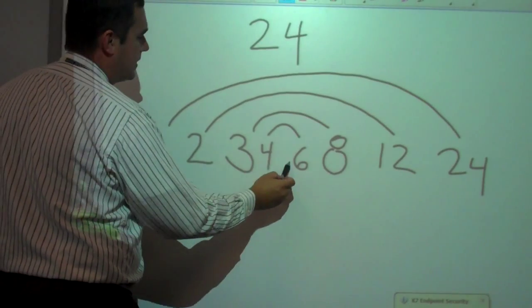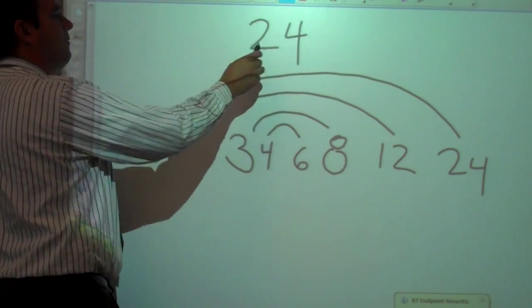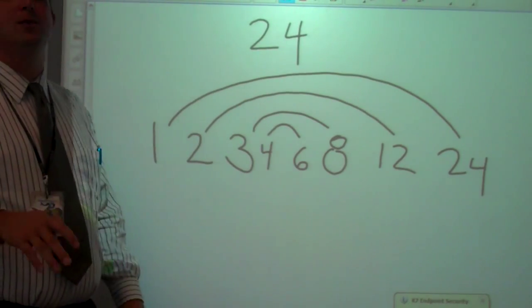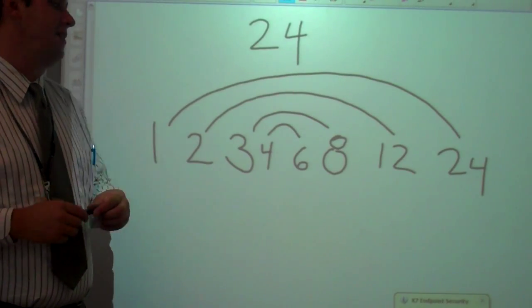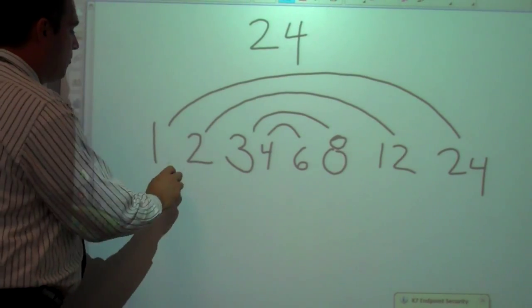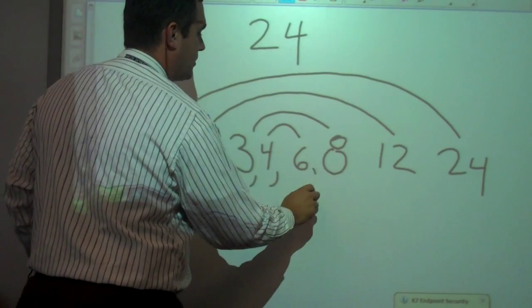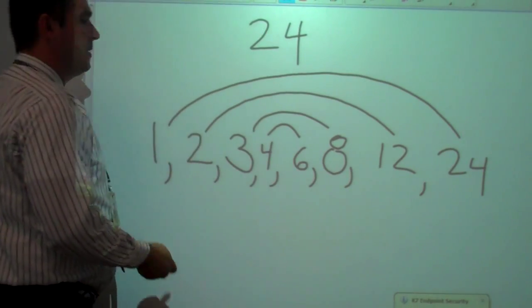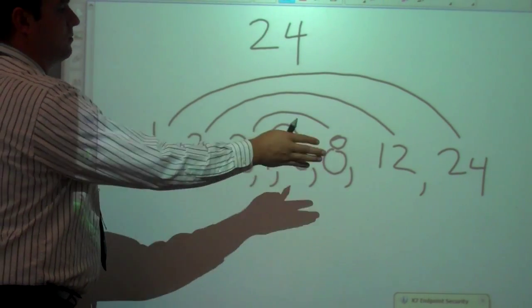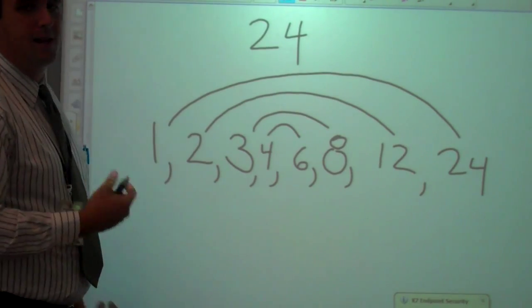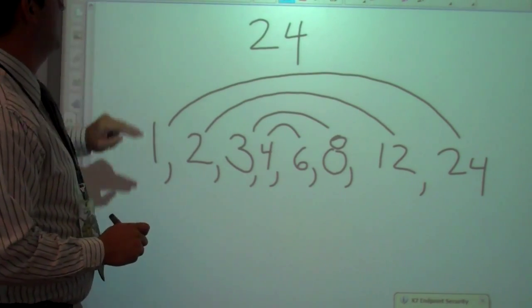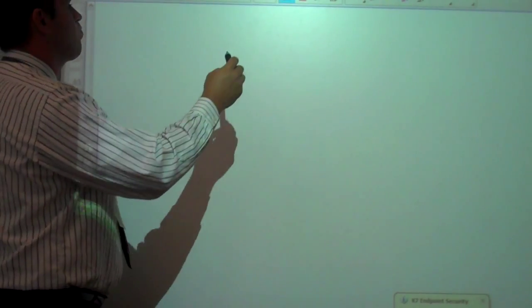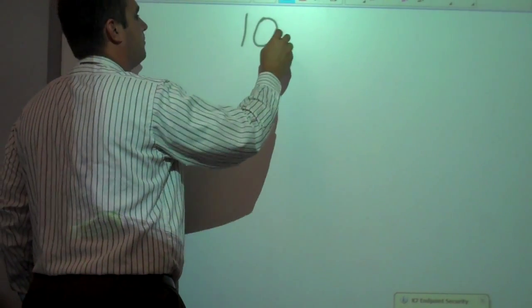Only whole number that's left is 5. I know 5 does not go into 24 because 5 only goes into numbers that end in 0 or 5. So this is the end for 24, and here are all our factors. Because there's more than 2 factors, 24 and 1, this is a composite number. Let's try one more. How about the number 100?